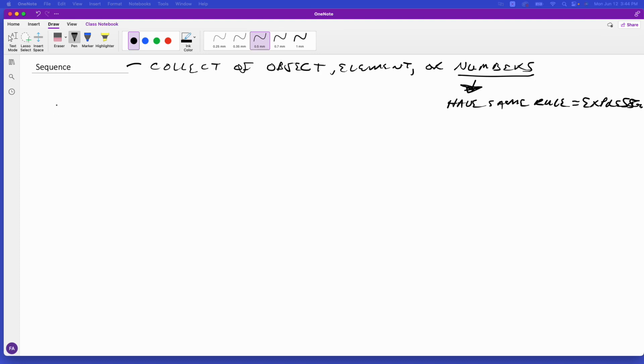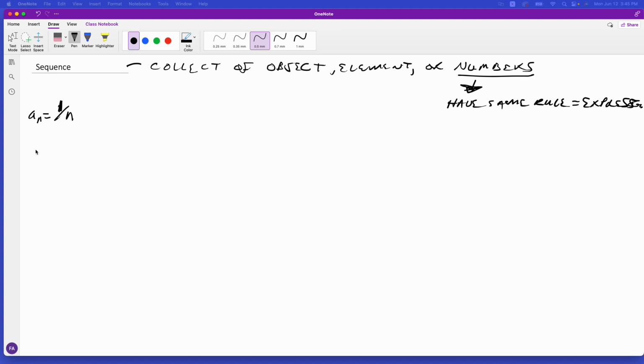A lot of times this is written as an equation, which just simply means we have an equal sign in there, but it might be something as simple as, say, 1 over n. This would be the rule. This is the expression. And a lot of times we'd say that a sub n equals that, and we're assigning a sub n as having the value of 1 over n.